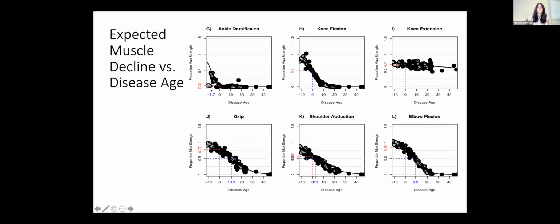So ankle dorsiflexion, we're estimating, is really the first muscle to deteriorate and then knee flexion. Afterwards, we see shoulder abduction that happens about 2.6 years after knee flexion, then shoulder extension, and then elbow flexion, and then grip, which happens about 10.6 years after knee flexion.